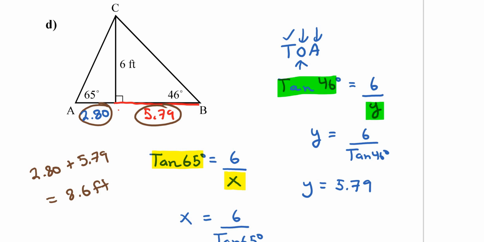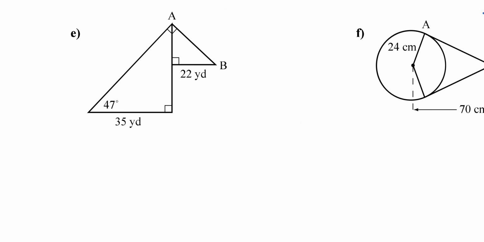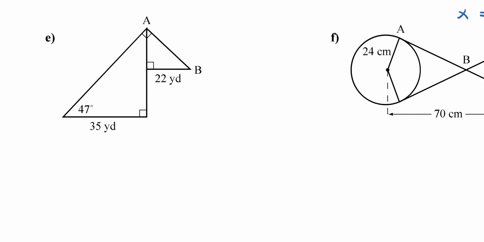Let's go on to the very last problem for this homework video guide, and that's letter E here. So letter E, it's not too bad because we're given the 47 degrees, and we know this is 90 degrees. Let's go ahead and find this corner angle right there. If I do 180 degrees minus 47 degrees minus 90 degrees, I should get a value of 43 degrees, right? So this corner angle here is 43 degrees.